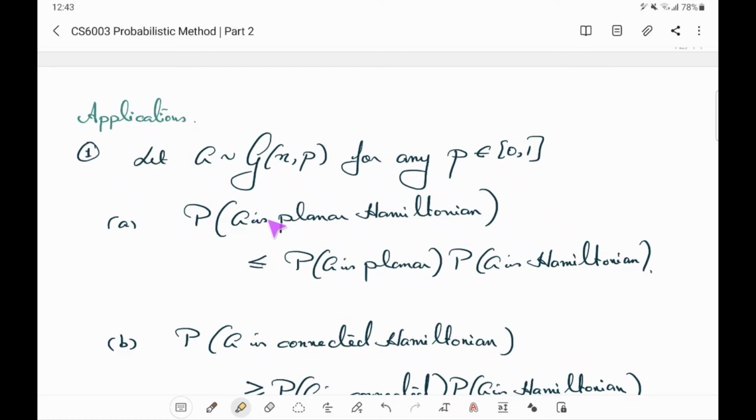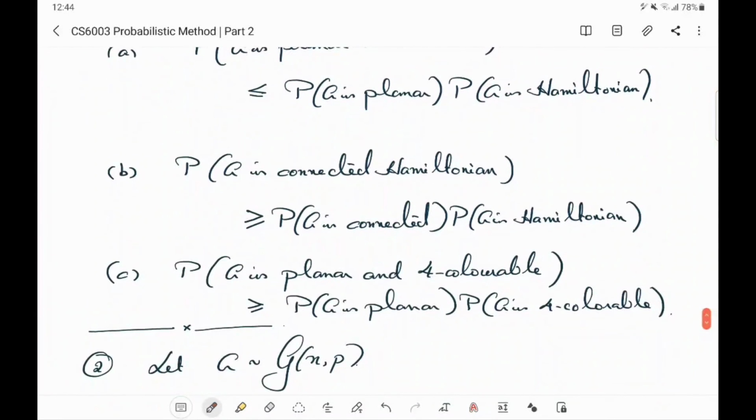So the probability that now your G is a random graph picked according to G(n,p) for some p in this entire range of 0 to 1, where here we are using p1 equal to p2 equal to pn equal to some p. Now, what does Kleitman's theorem say? The probability that G is planar Hamiltonian, which means it's both planar and Hamiltonian, is upper bounded by the product of the individual probabilities.